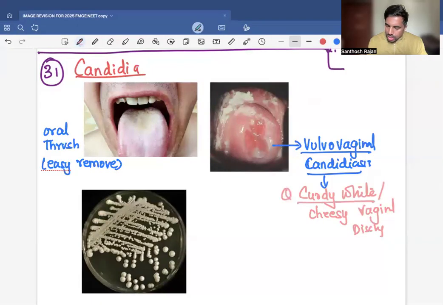Frequently asked question, that. Plus, the pH is always acidic here, more than 4.5. Those are two important points when talking about vulvovaginal candidiosis. Expected question. Okay, so they can ask this question.